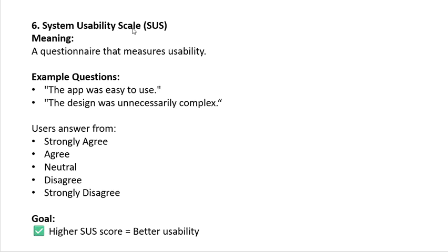Six is the System Usability Scale. This is a questionnaire that measures usability. Example questions are: the app was easy to use, and the design was unnecessarily complex. The user answers from strongly agree, agree, neutral, disagree, to strongly disagree. The goal is that a higher SUS score means better usability.